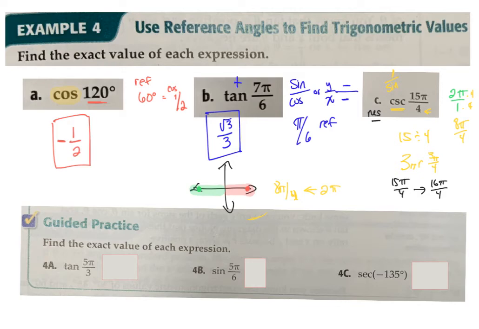So if I am at 15 pi over 4 right here, I am pi over 4 away from my axis. So my reference angle is just pi over 4. What is the sine of pi over 4?